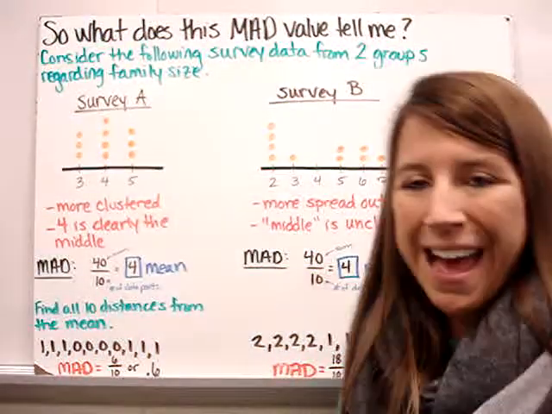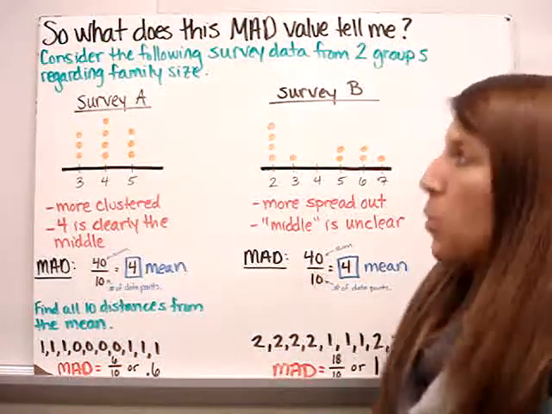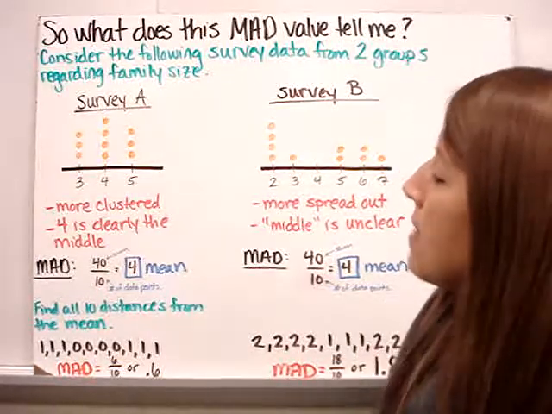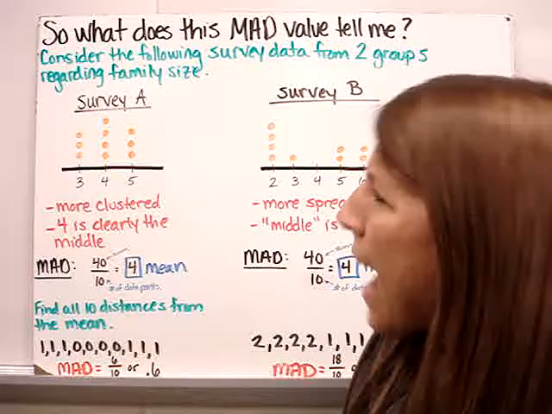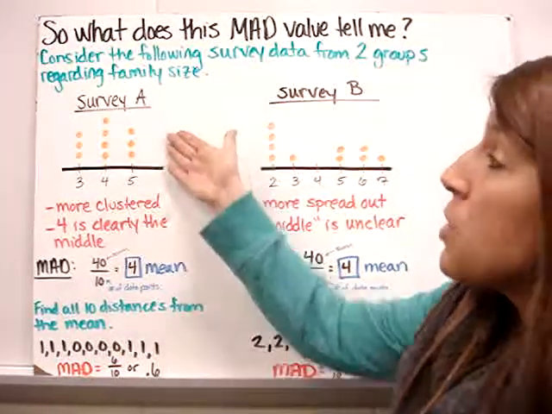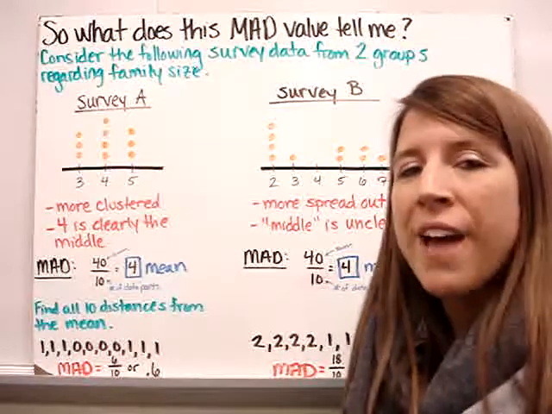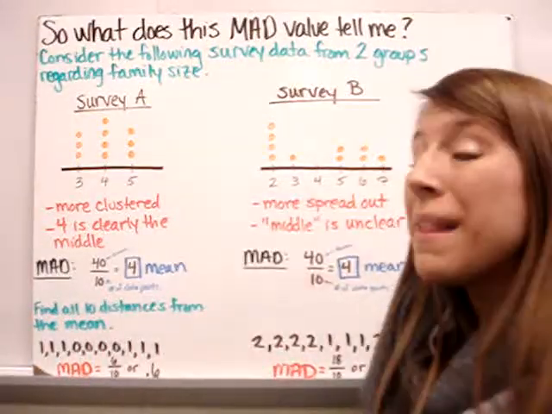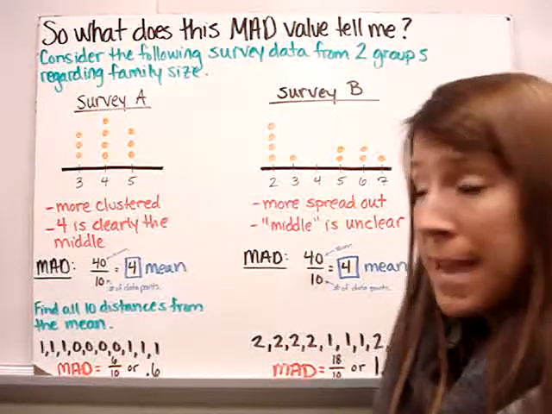So what does this MAD value tell me? Well, let's look at the following survey results. Now in this survey, someone was asking how many members are in your family. These are the results on a dot plot from survey A. These are the results on a dot plot from survey B.